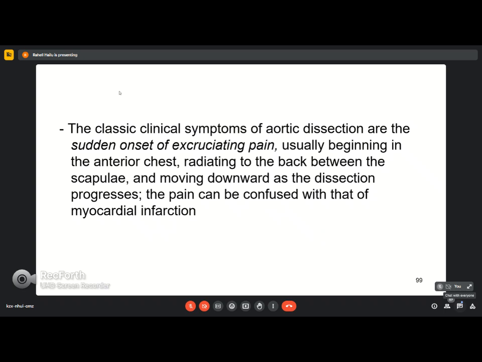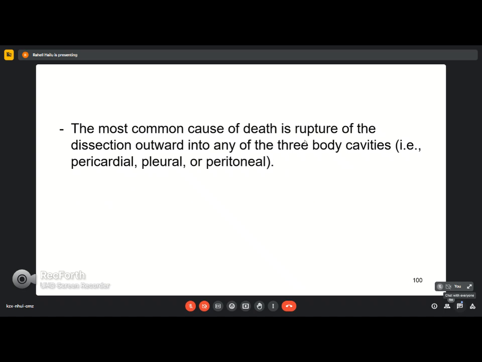So the classic clinical symptom of aortic dissection is very painful, sudden onset of excruciating pain, particularly in the background of a person who already has a risk factor. Then that is something that you should expect. And possible ischemia is also one of your differential diagnoses for this excruciating pain. The pain typically radiates to the back, particularly when it progresses down to involve more distal aspects of the aorta.